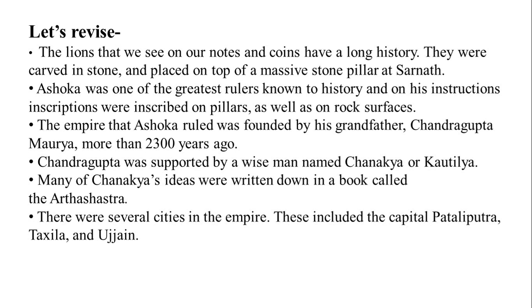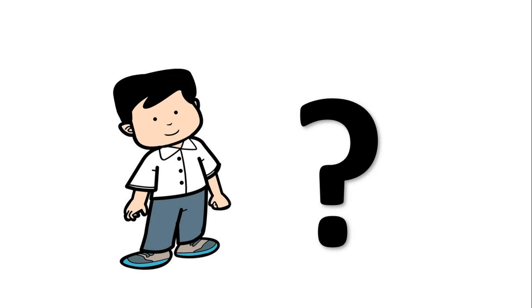There were several cities in the empire. These included the capital Patliputra, Taxila and Ujjain. Now let me check what you have understood through this video.